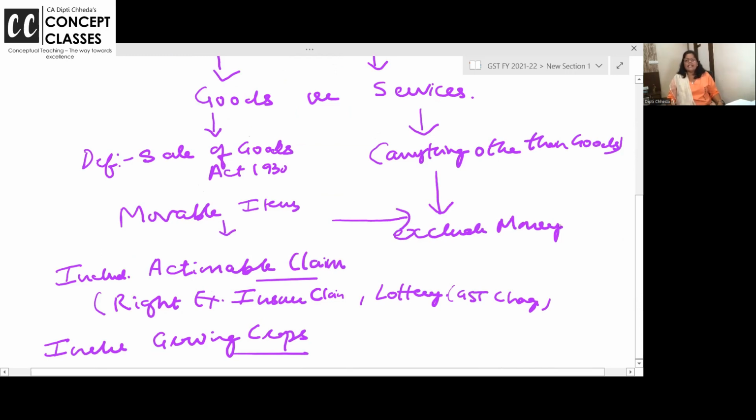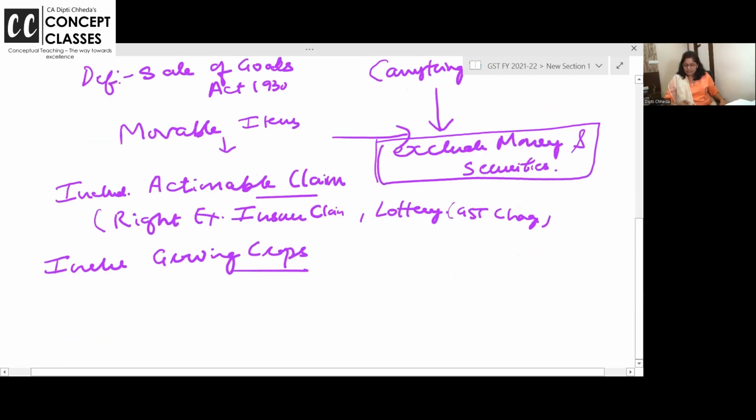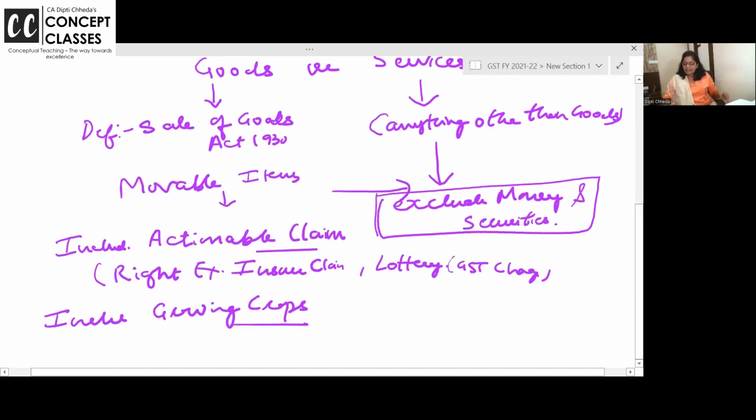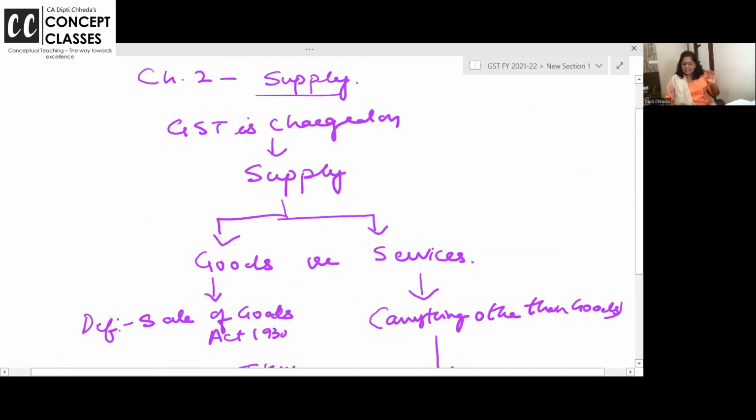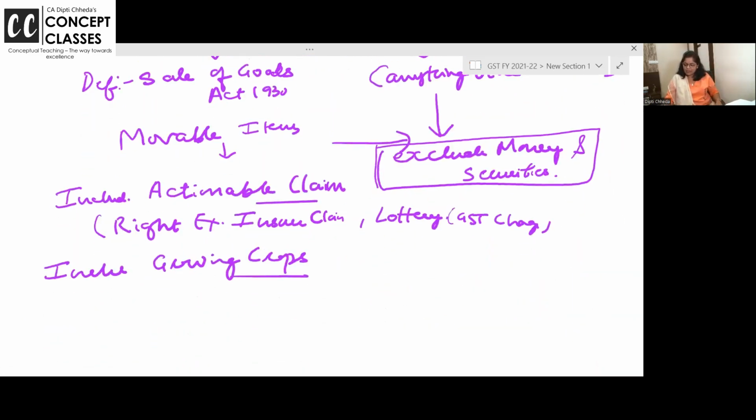GST is not levied on money. Exclude money and securities. Yes, on securities we are charging stamp duty, we are charging STT, we are not charging GST. So both goods and services exclude money and securities. But in this definition, there are so many inclusions and exclusions. GST is not chargeable on money and securities, but definitely on exchange commission.